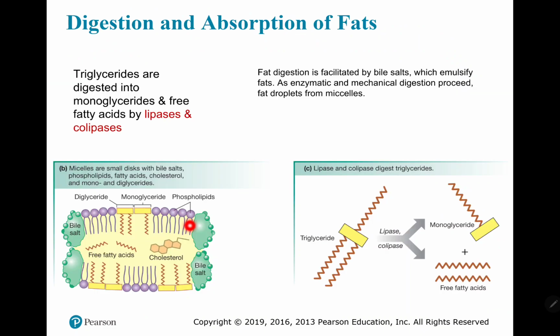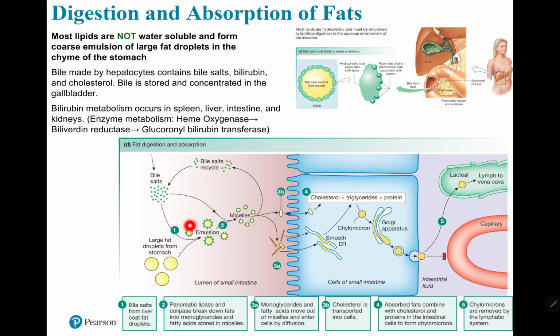So remember fats. Triglycerides are going to be digested into monoglycerides and free fatty acids by those lipases and the colipases. It's the bile, produced in the liver, stored and subsequently released from the gallbladder, that helps to emulsify that fat. So when those lipases and colipases come in, they can break the fat apart much more easily. Again, fat digestion is going to be facilitated by those bile salts, which emulsify that fat.